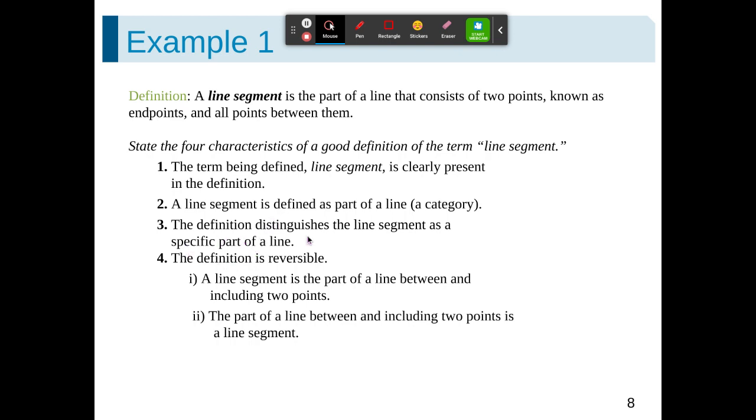And then the definition distinguishes the line segment as being specific to a line. In this case, we say that the line segment is part of a line that consists of 2 points known as endpoints and all points between. So that's stating the specific part of a line. And then the definition is reversible, and that's that if and only if. So here I have if P then Q, and Q would be this last part, or vice versa, if Q, then P. So we can flip those around to get to that spot.